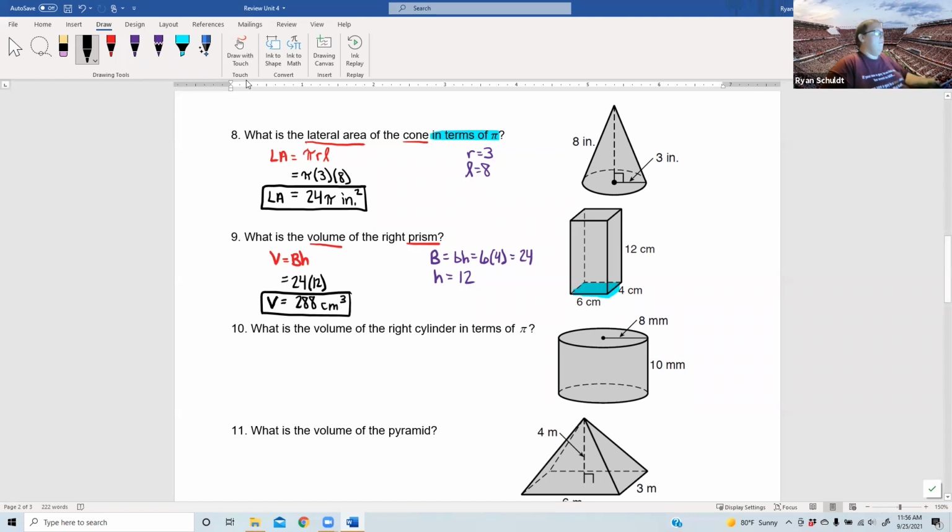Number 10, what's the volume of the cylinder in terms of pi? So I need the volume of a cylinder in terms of pi. Well, the formula they give me on the formula chart for volume is big B times H. But we talked about big B: since our base is a circle, it's really just pi r squared. So I can modify this to say it's going to be pi r squared times H.